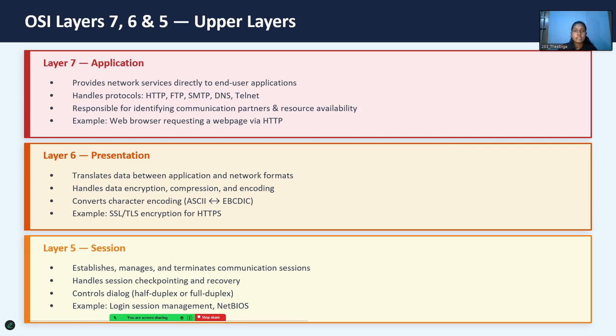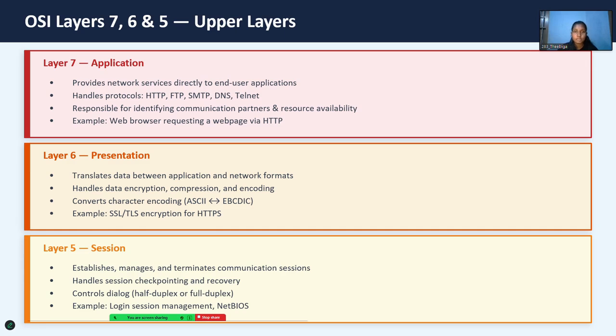Next, OSI layers for upper layers. Now, let's zoom in on the top 3 layers, the ones that interact most directly with users and applications. Layer 7, the application layer, is the point of contact between the network and the software we use every day. It's not the application itself, but the protocols that allow applications to communicate.